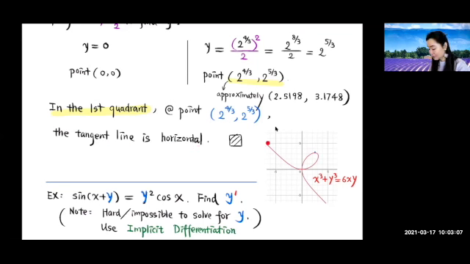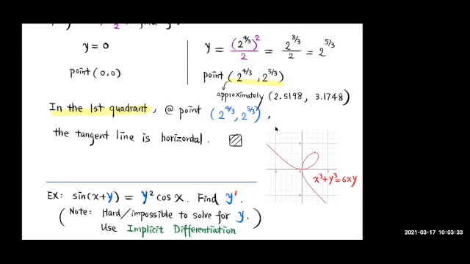So if you graph it, you see the graph of this equation will be like this. This point over here is right here, and it has a horizontal tangent over here. Over here at the origin also has a horizontal tangent, but that's not the point because that's not in the first quadrant.